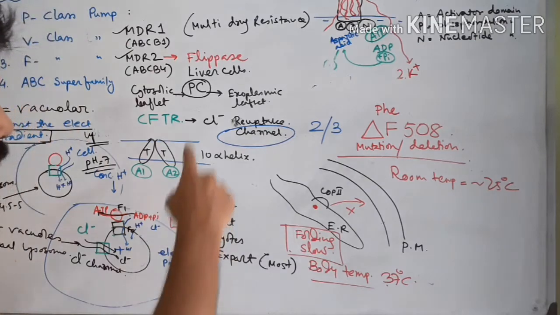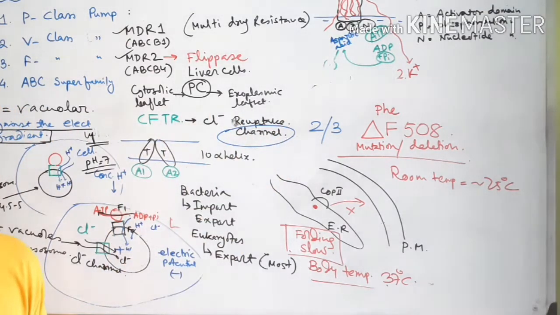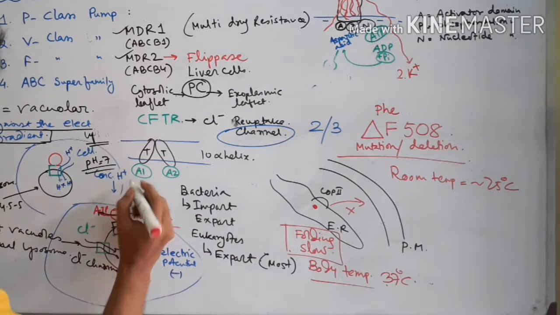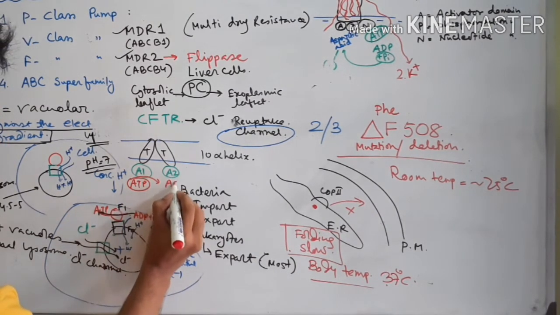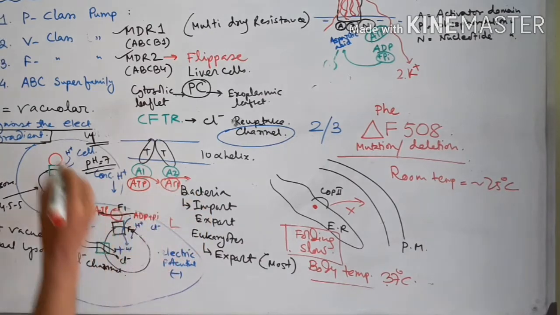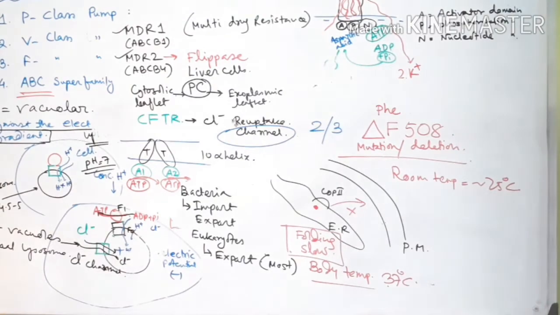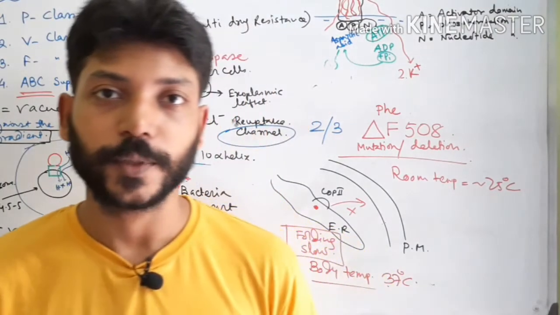Another thing I want to mention is that CFTR acts as a chloride channel. Here ATP gets hydrolyzed, here also ATP can get hydrolyzed, and this is called ABC, that means ATP binding cassette protein, because ATP binds here. So this is all about the ATP driven pump.